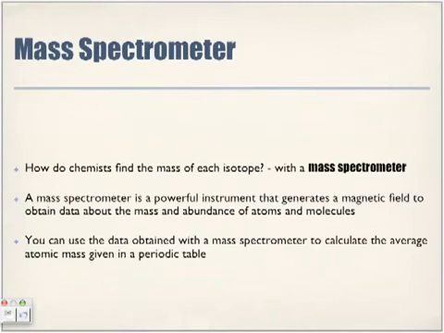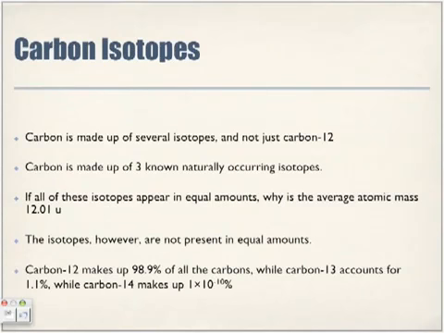Mass spectrometer. How do chemists find the mass of each isotope? They use this mass spectrometer. It's a powerful instrument that generates a magnetic field to obtain data about the mass and abundance of atoms and molecules. Okay? You can use the data obtained with the mass spectrometer to calculate the average atomic mass given in a periodic table. We don't have one of these. Okay. But using that was how they were able to decipher the fact that carbon-12 makes up 98.9%. Okay, so using that mass spectrometer, they were able to get this value, and they were able to decipher that that was what was left.